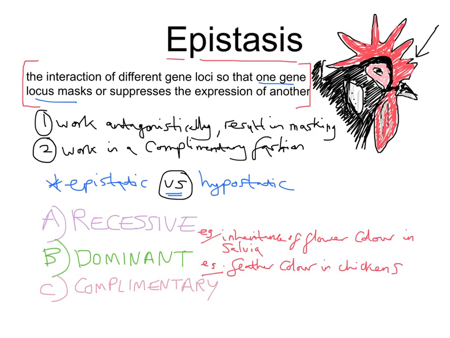And that finally leaves us with complementary epistasis. Now this is where at least one dominant allele for both gene loci present can actually result in them complementing one another. So if one gene codes for an intermediate colourless pigment, for example, the second gene could code for an enzyme that converts the compound into a coloured pigment. So again, at least one dominant allele for both gene loci present can actually result in them complementing one another.